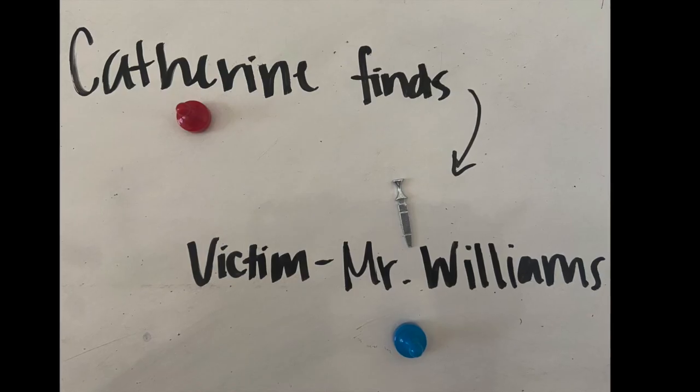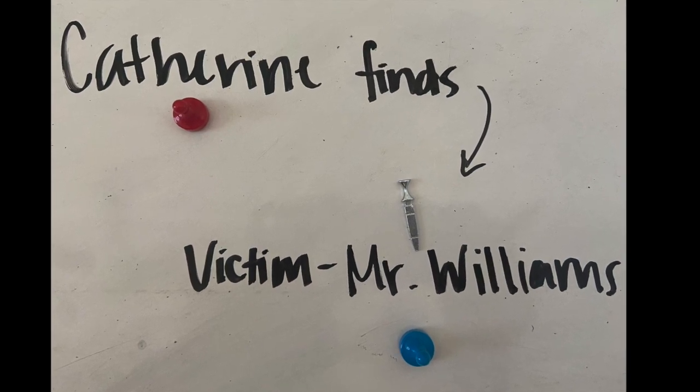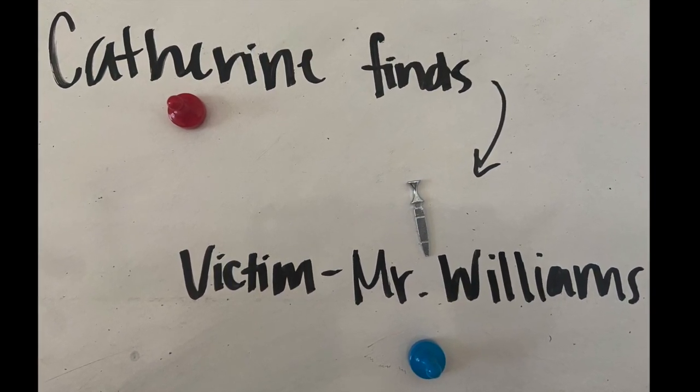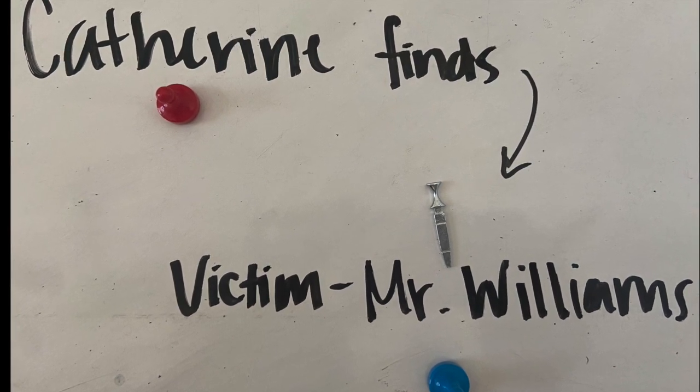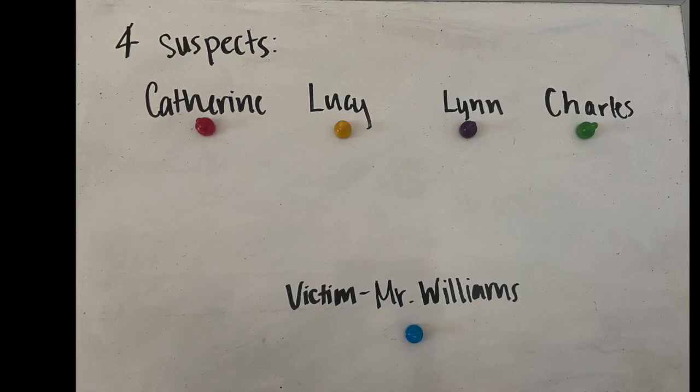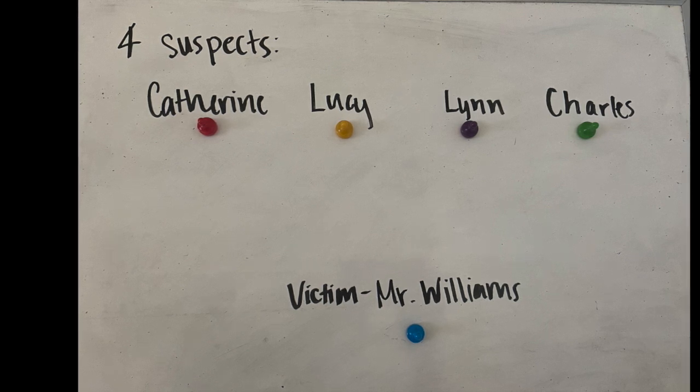The Wealth of Mr. Williams. The story starts when the housekeeper, Miss Catherine, reports that she found Mr. Williams' body stabbed to death with a knife on the floor of his bedroom. 4 suspects were listed out, all of whom had motives to kill Mr. Williams because of his wealth.